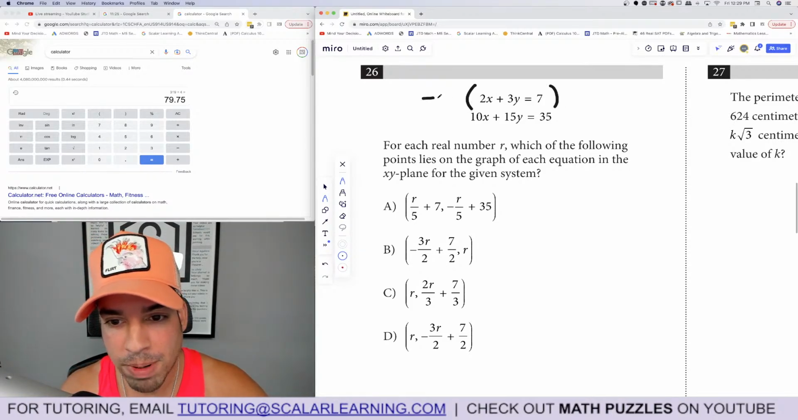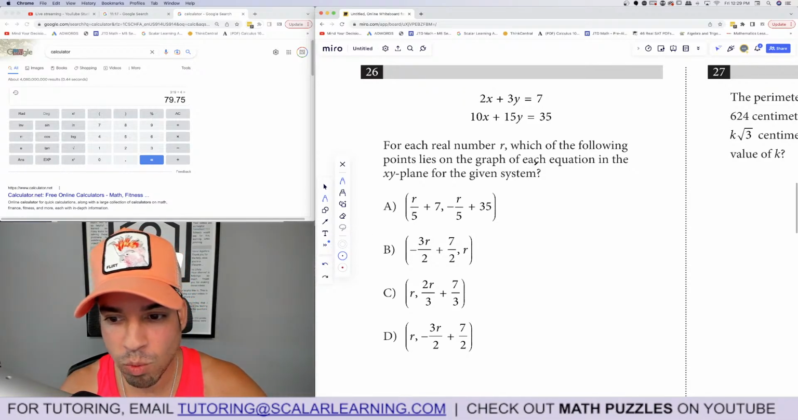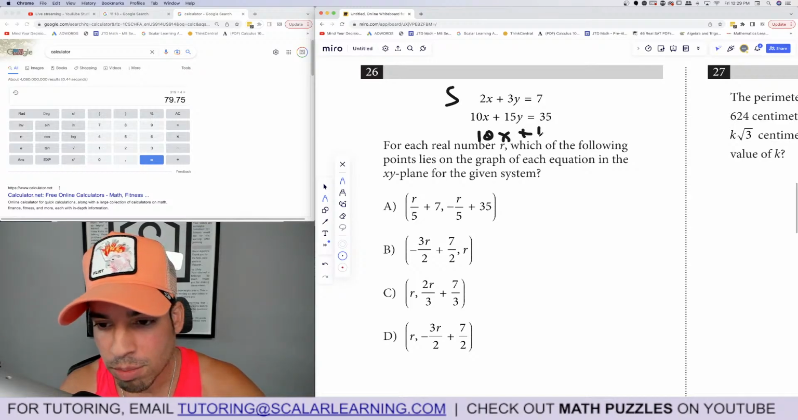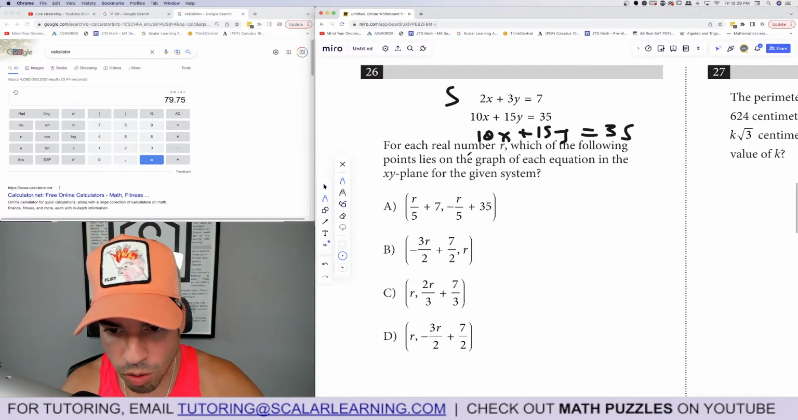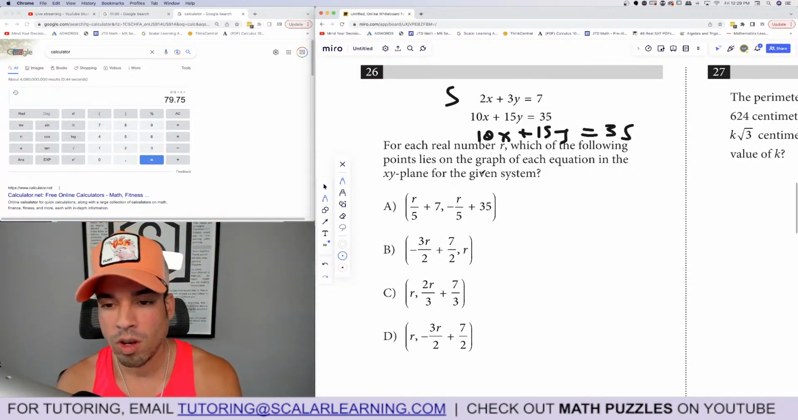So I'm going to multiply the top by 5. Oh, look at this. They're the same. Watch this. If I multiply the top by 5, I get 10x plus 15y equals 35. They're the same line. So as long as a point lies on one, it lies on the other.